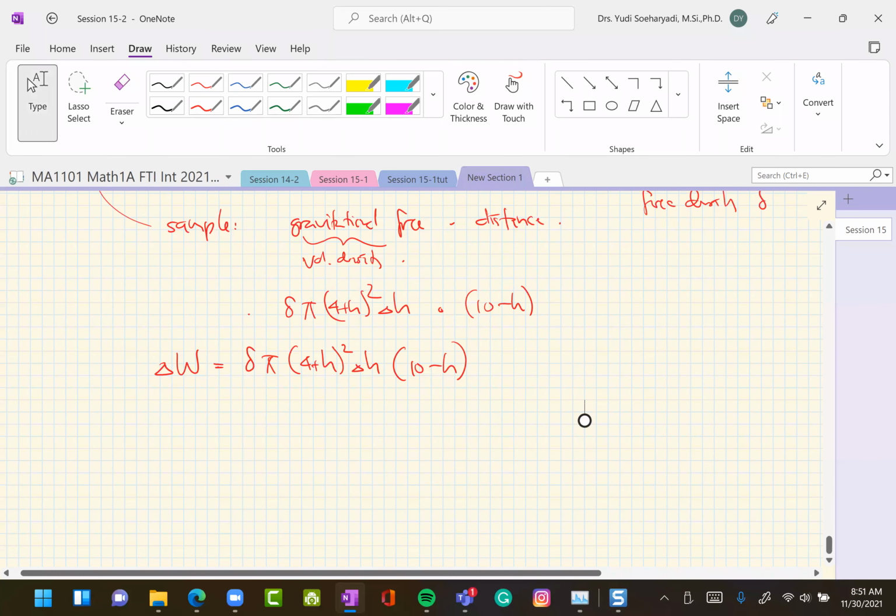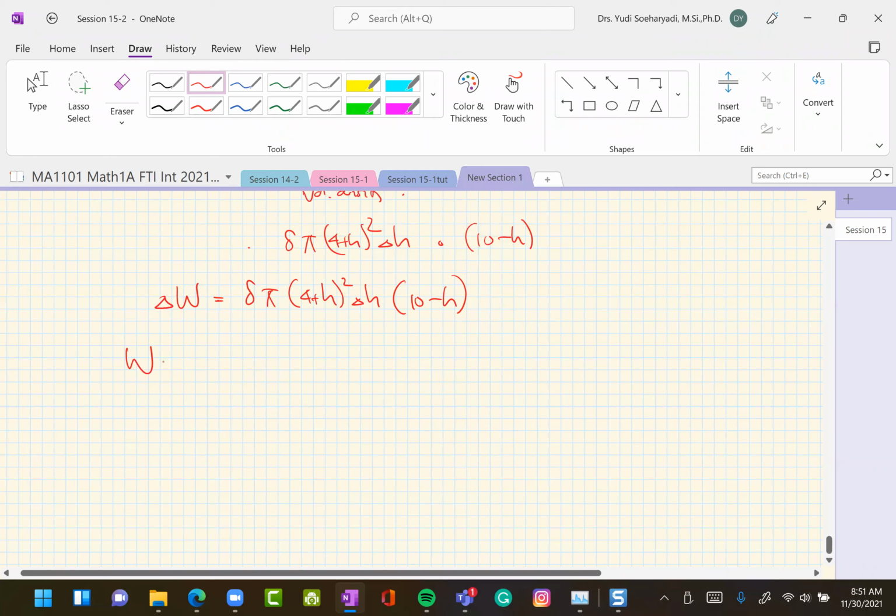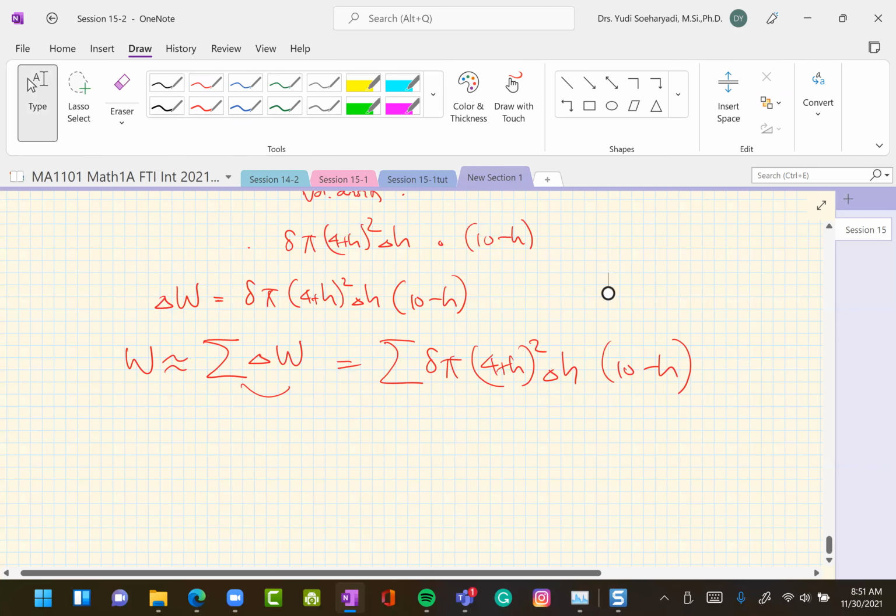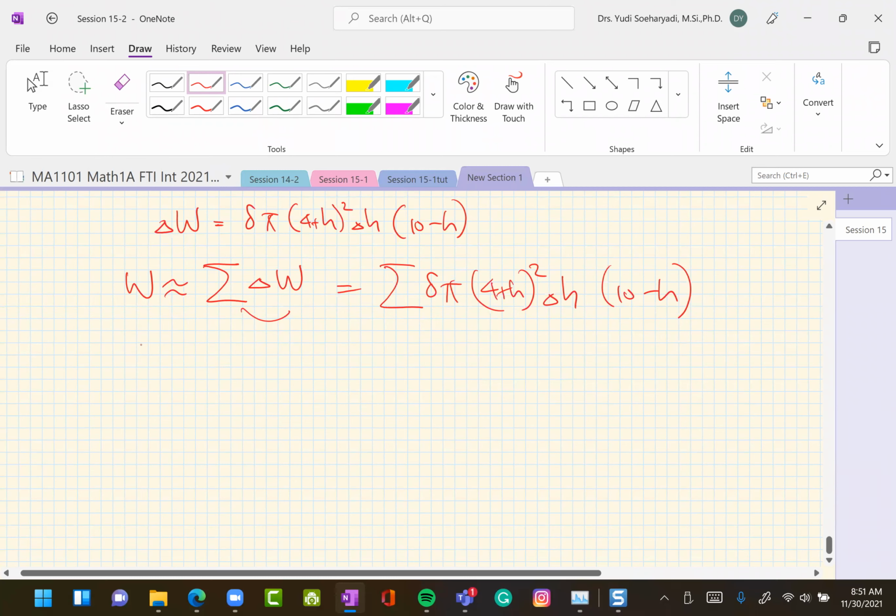So what about the work? Well, that is the sum of these, which is a Riemann sum. Since this is all polynomial, you can take the limit as the partition goes to 0, and the integral exists. So we get the integral from 0 to 10.